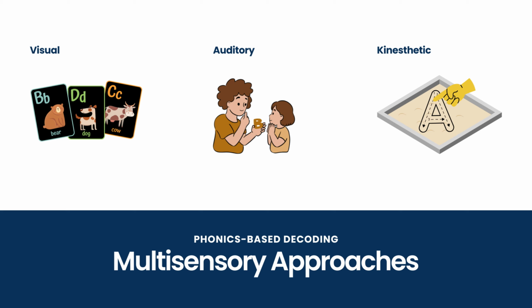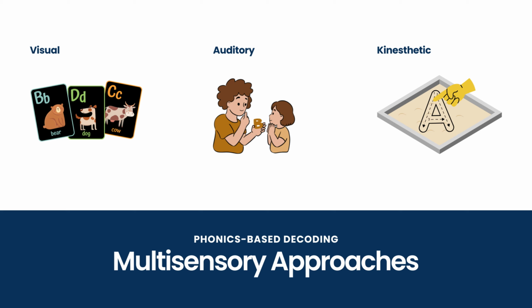Visual activities like using letter cards, letter tiles, or writing words on a whiteboard allow students to see the letters and their formation. This helps them connect the symbols to sounds more effectively. Auditory activities like sounding out words or singing phonics songs help students hear and differentiate between the sounds. This can be particularly helpful for English language learners who need extra auditory reinforcement.